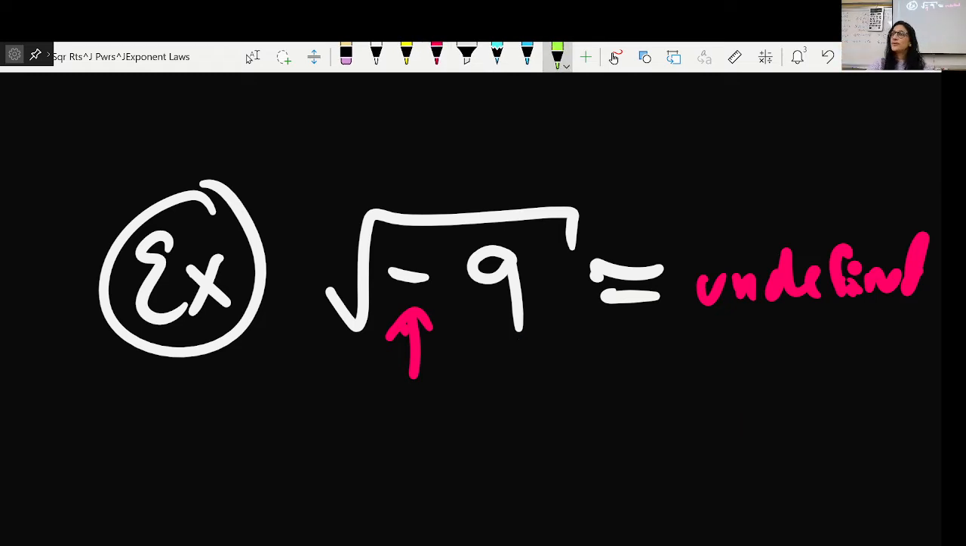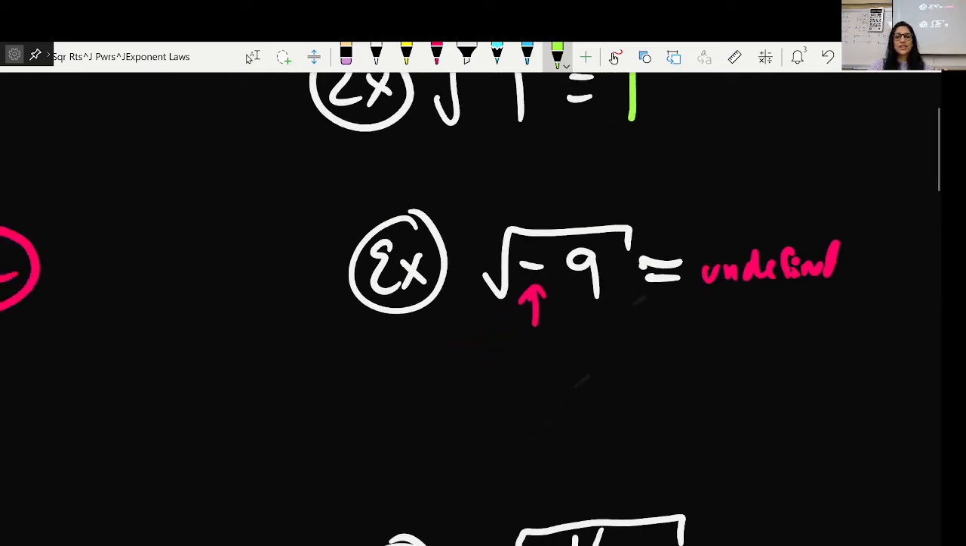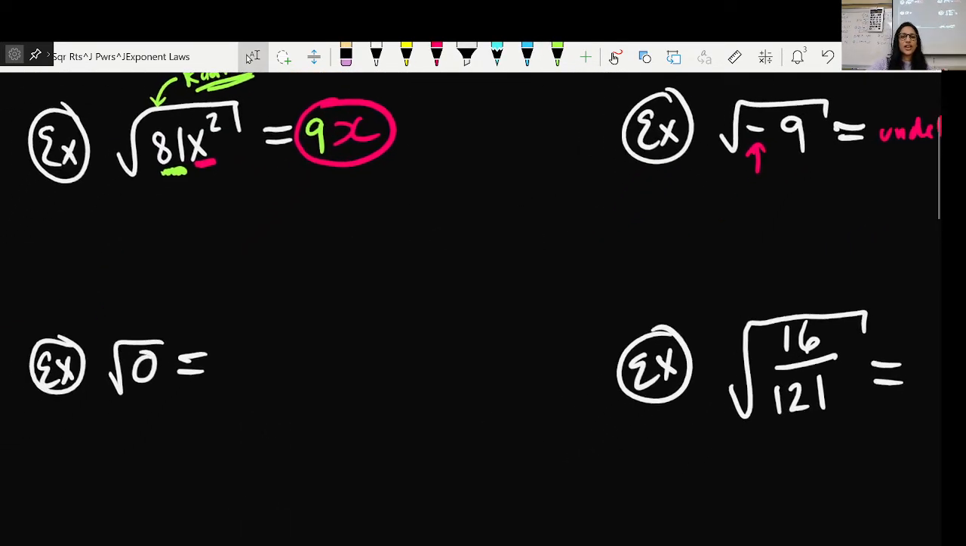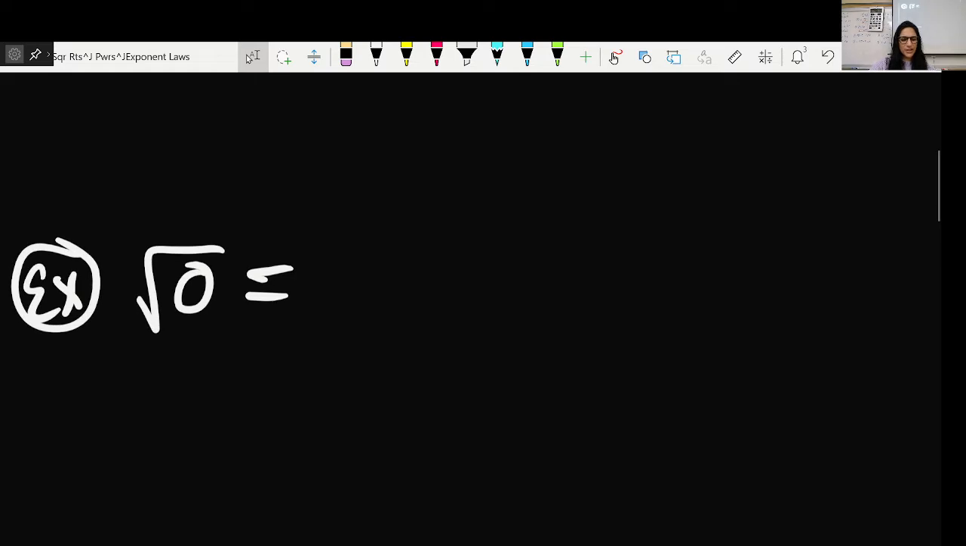Questions about that at all? And I encourage you to ask questions if anything's unclear or you're not quite sure. How about the square root of 0?